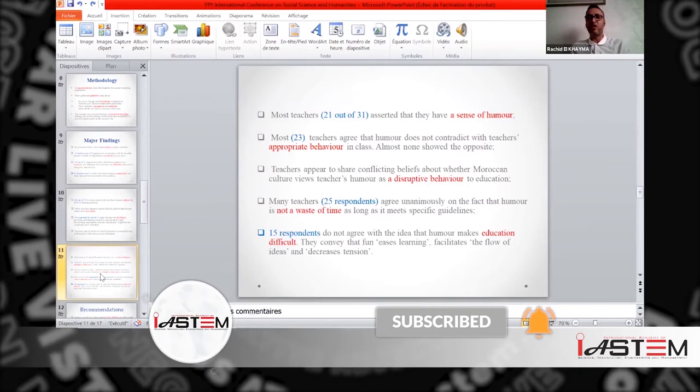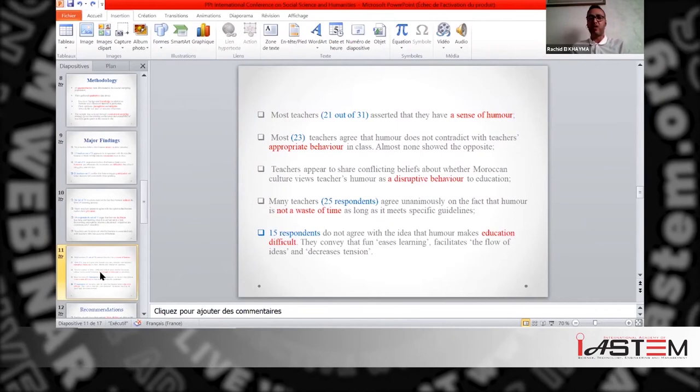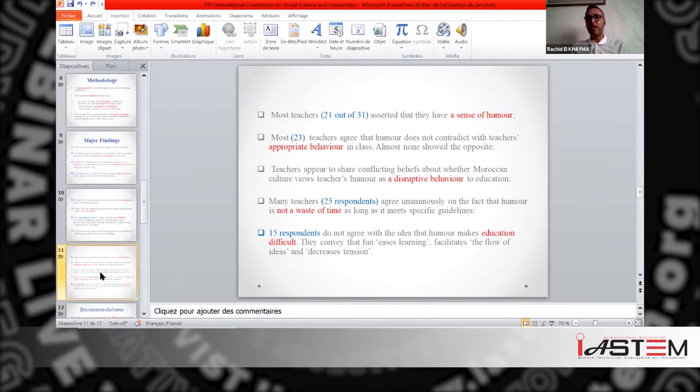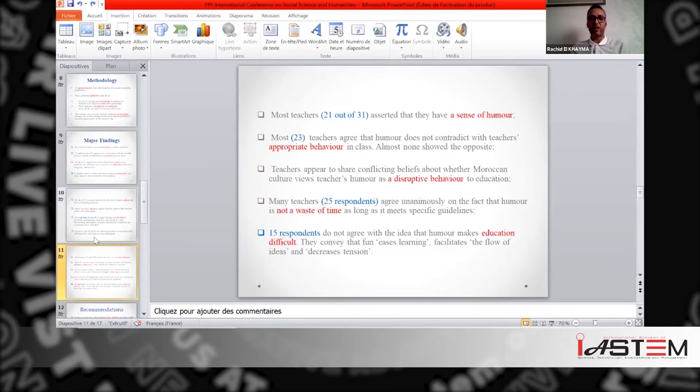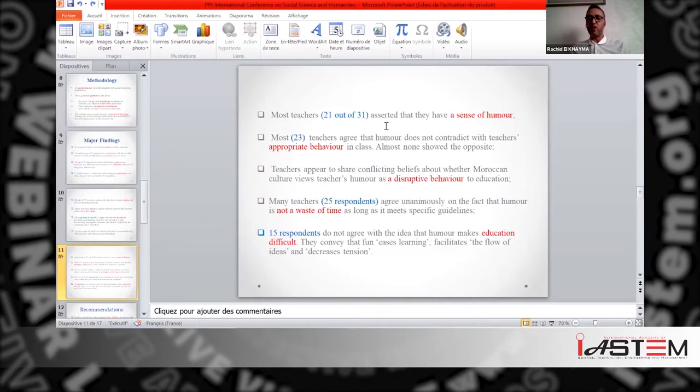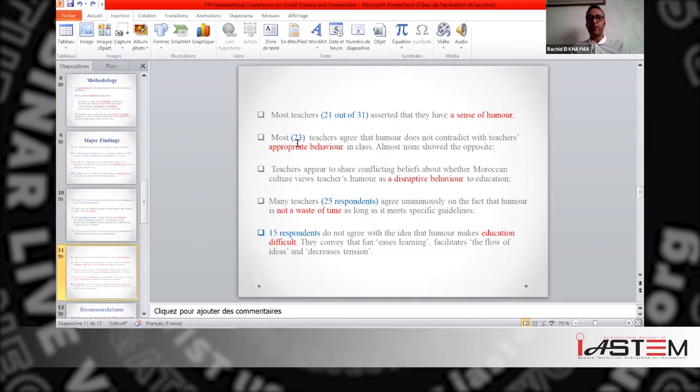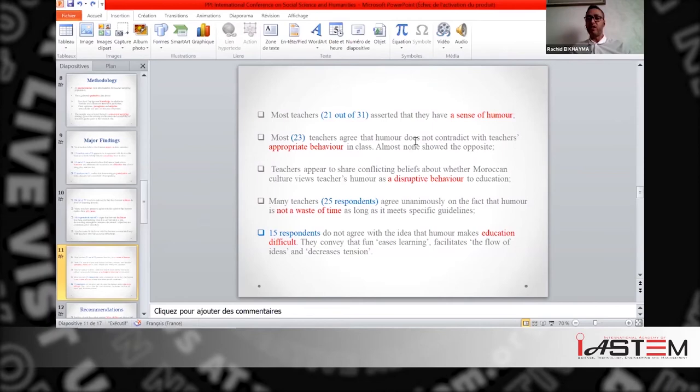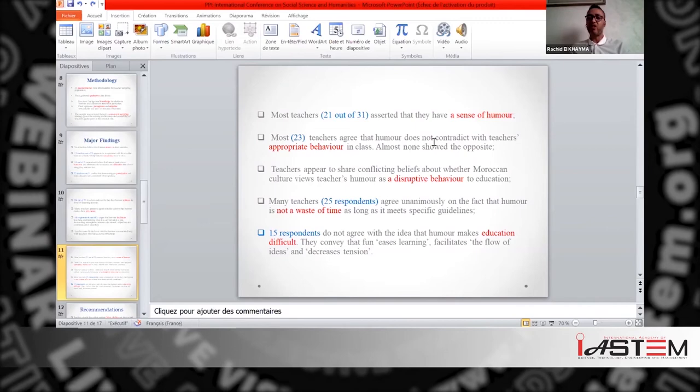Using a humorous picture, that's creating humor. Using a dialogue that is humorous can also be humor. Humor is not only about telling jokes. 21 teachers out of 31 believe that they have a sense of humor, that they can be humorous. 23 teachers out of 31 again believe that humor does not contradict with teachers' appropriate behavior.